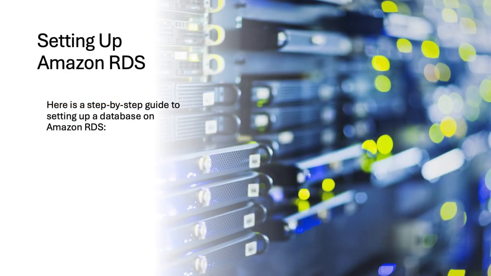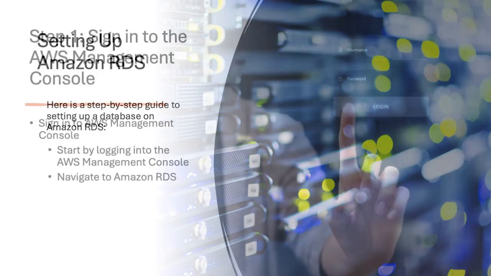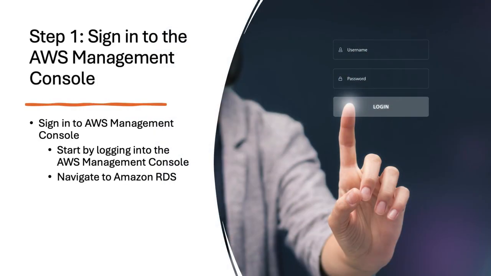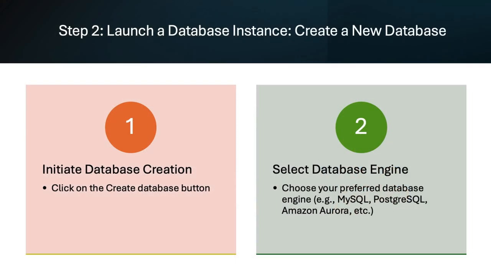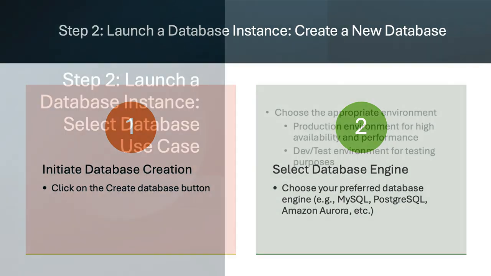This guide provides a step-by-step process for setting up a database on Amazon RDS. Begin by signing into the AWS Management Console and then navigate to Amazon RDS. To create a new database, start by clicking the Create Database button. Then, select your preferred database engine, such as MySQL, PostgreSQL, or Amazon Aurora.